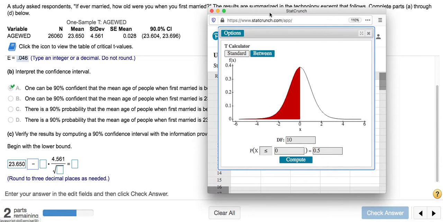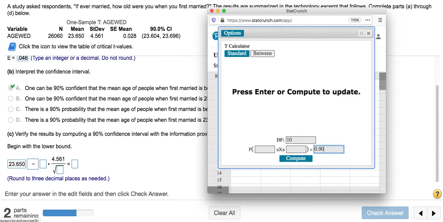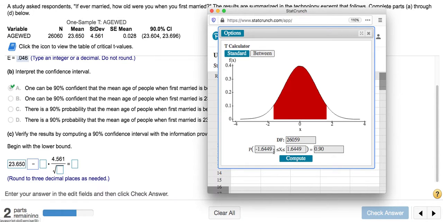Okay, what we want to enter is a few things. Well, first, I'm going to switch it to between. And since we're talking about a 90% confidence interval, the value that's going to go here is going to be 0.90. The other thing that we need is the degrees of freedom, which will be 1 less than the size of our sample. So I'm basically just going to subtract 1. This will become a 59. So my degrees of freedom are 26059. If I click compute, I have this value here and this value here.